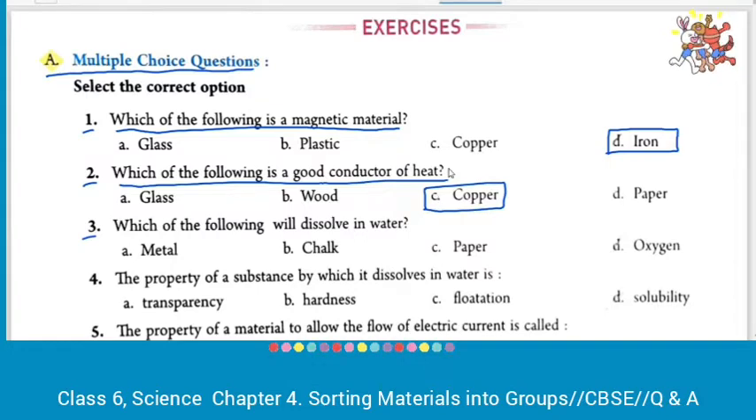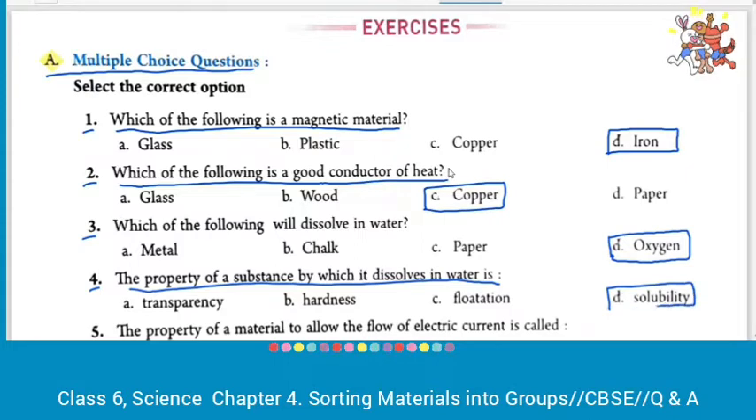Third, which of the following will dissolve in water? Metal, chalk, paper, oxygen. Here, oxygen will dissolve in water, whereas metal, chalk and paper, all these will not dissolve in water. Fourth question: the property of a substance by which it dissolves in water is called transparency, hardness, flotation, solubility. The property of a substance by which it dissolves in water is called solubility.